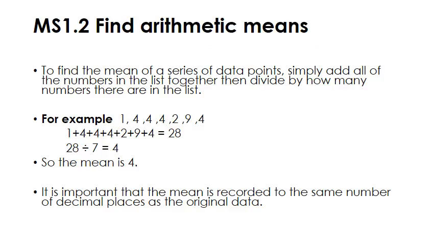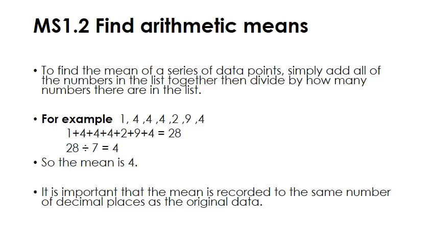So you'll be used to doing averages from maths, and you'll know there's more than one type of average, but in chemistry all we're interested in is means, and finding the mean of a set of data. So to find the mean, all you do is add up all the points that you've been given, and then divide by the total number of numbers in that list.